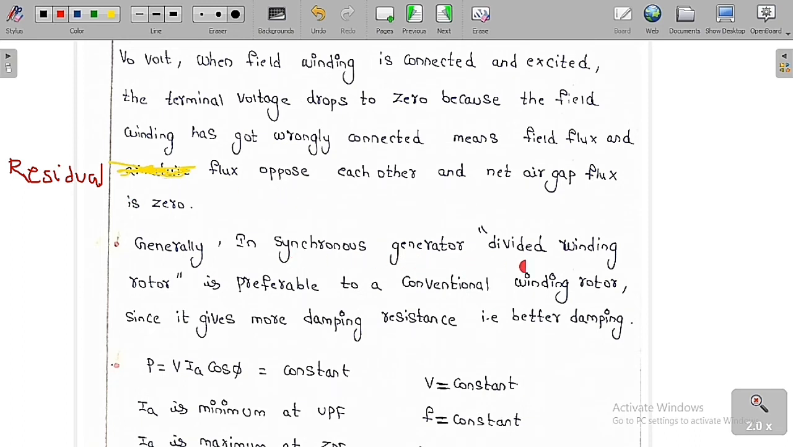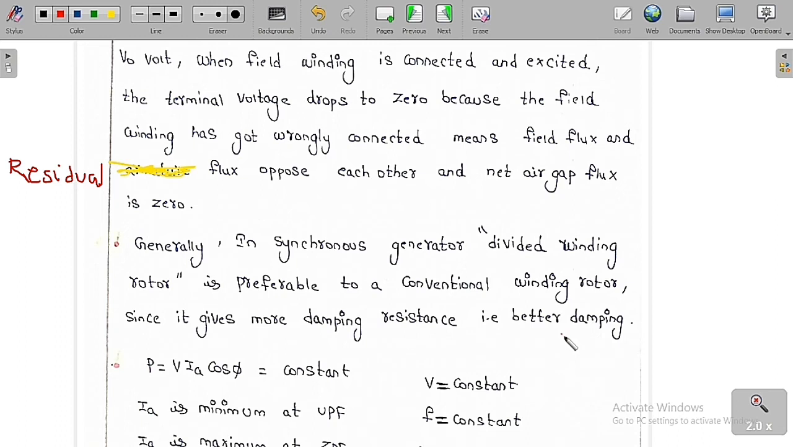Generally, in a synchronous generator, a divided winding rotor is preferred to a conventional winding rotor, since it gives more damping resistance, that is, better damping. So what is the damping resistance? Then we can easily prevent hunting in a small amount of time.